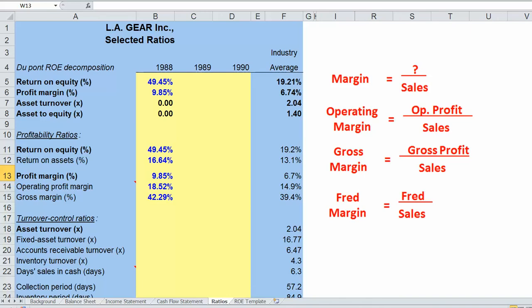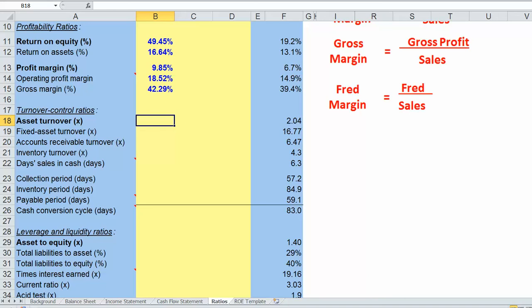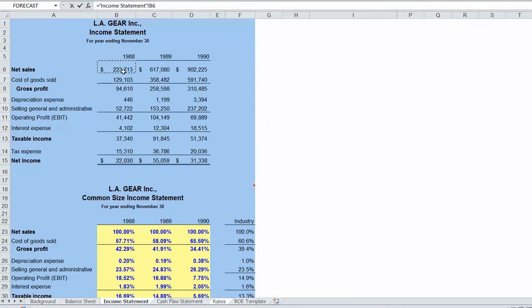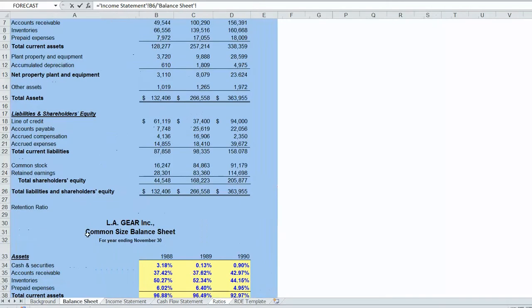Let's move on down to our turnover ratios. Our turnover or control ratios, again, were a measure of our efficiency. Asset turnover was simply equal to our total sales divided by our assets. So income statement, we pick up our sales divided by our total assets on our balance sheet.